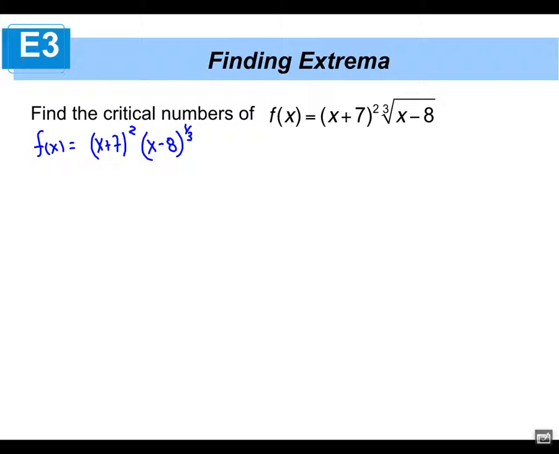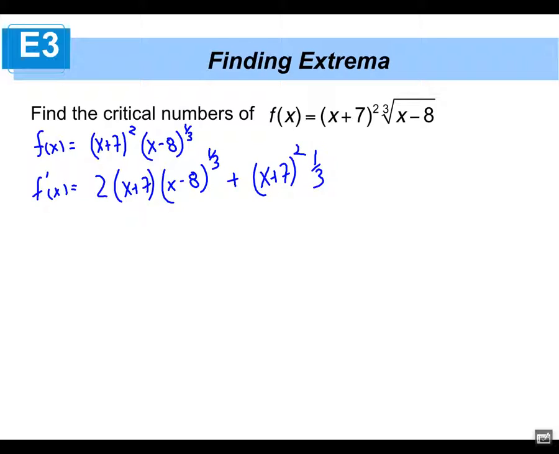Anybody got them yet? Anybody think they're going to be able to get them, or should I just start doing it? Start doing it. Okay. Product rule, right? So f prime of x is equal to 2 times x plus 7, reduce the power by 1, chain on the derivative of that, but the derivative of that is 1, so I don't care, times a second, plus the first times the derivative of the second: 1/3 times x minus 8 raised to the negative 2/3 power, chain on the derivative of that, which again is 1. Okay, so far?